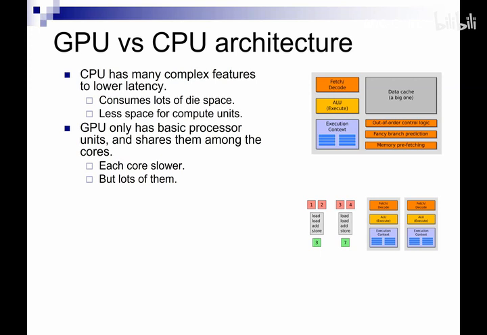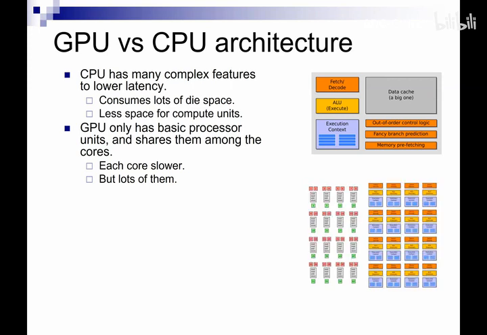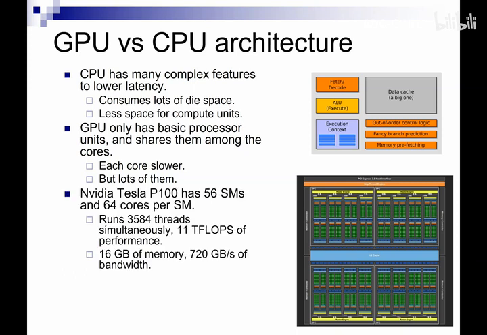It just has a few components of the core: you can fetch the instructions, you can compute the instructions, and then you need registers. So it does away with all of these other complicated CPU features, and therefore each GPU core can be made much smaller than a CPU core. And because you can make these GPU cores smaller, you can fit more of them in the same area. So in the same area that you can fit a few dozen CPU cores, you can fit thousands of GPU cores.